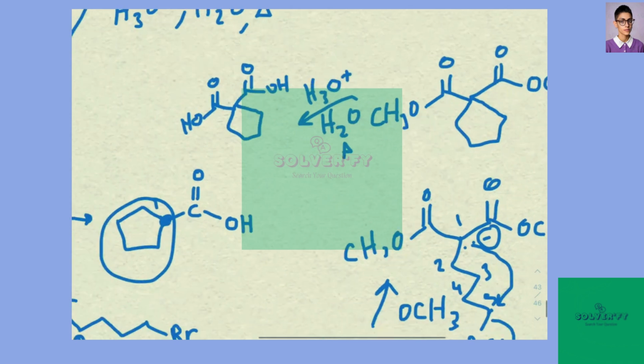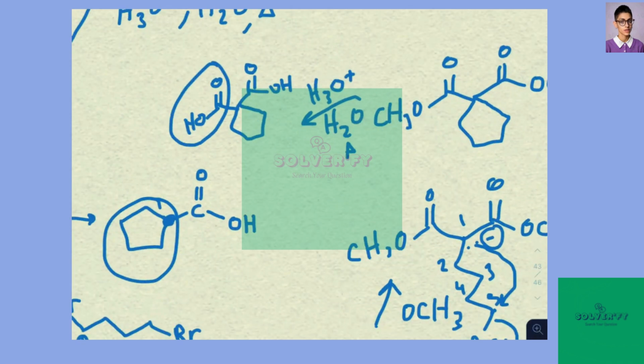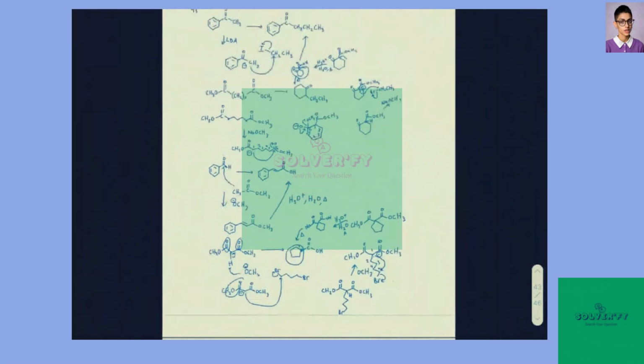And then the very last step is just getting rid of one of these carboxylic acids as carbon dioxide, and that is going to be done with heat. So that should be the final synthesis of all of these problems.